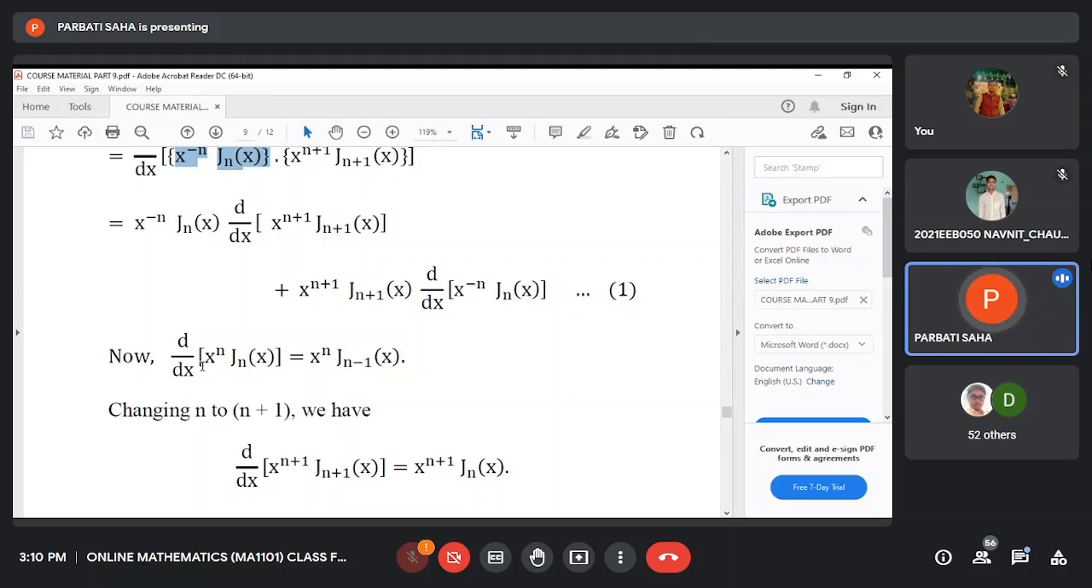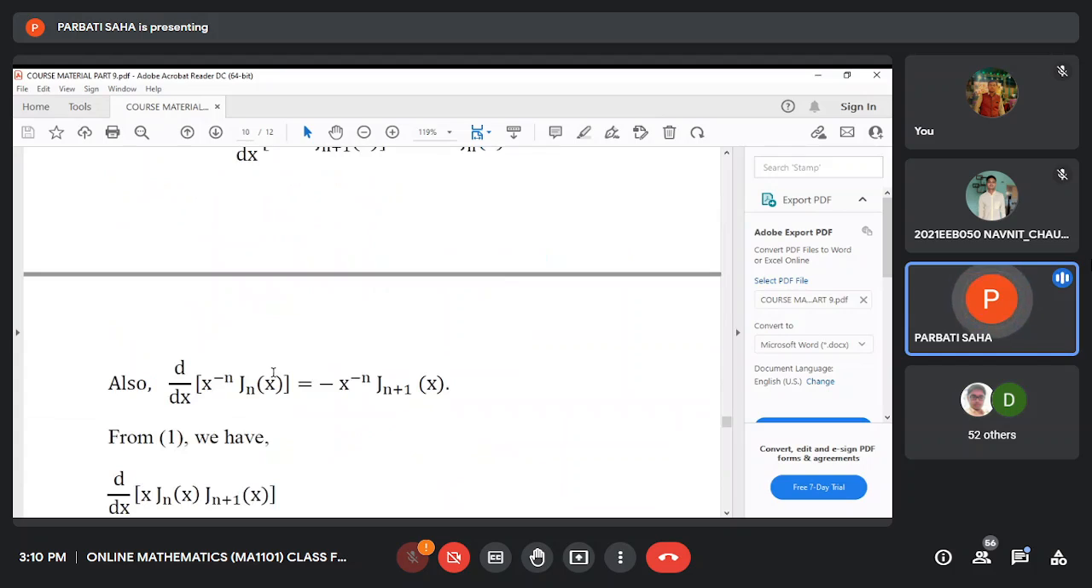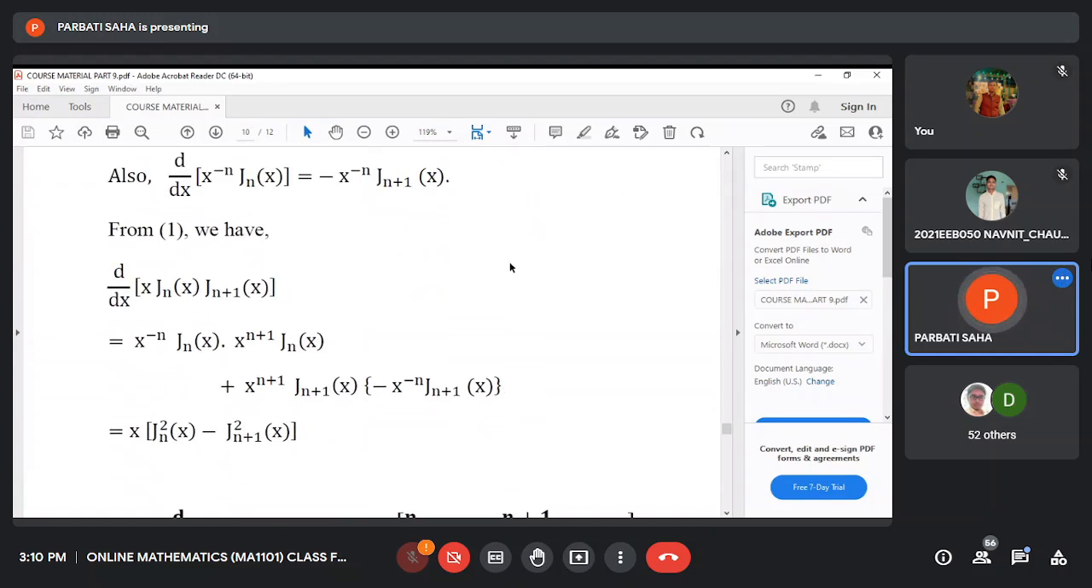We have computed d/dx of x to the power n Jn x equals this, but changing n to n plus 1, d/dx of x to the power n plus 1 Jn plus 1 x is given by x to the power n plus 1 Jn x. So I think it should be replaced by x to the power n plus 1 Jn x. Another thing, d/dx of x to the power minus n Jn x we have already computed, and that is given by this. So using these values in 1, d/dx of this equals this and this. All these values have been substituted.